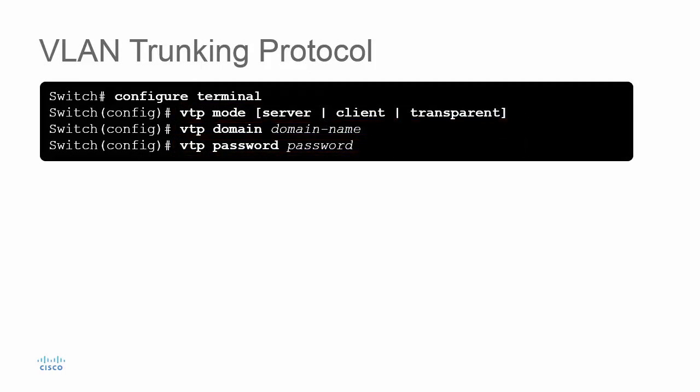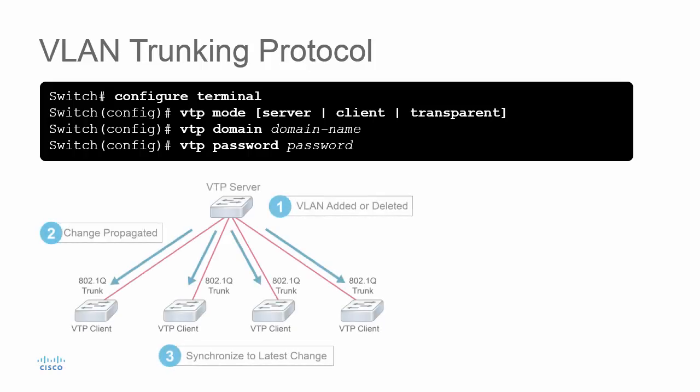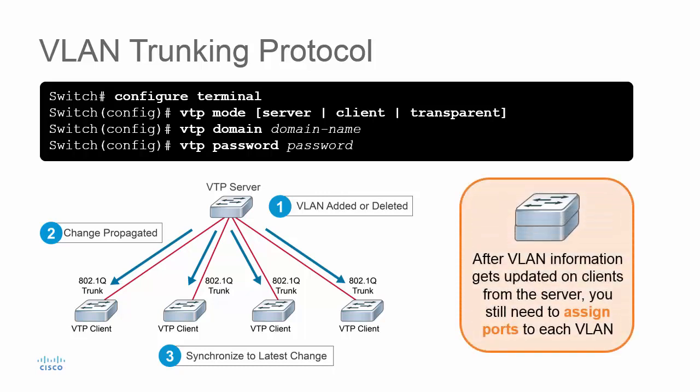Ideally, at the end of the day, you would have one VTP server switch where all the VLAN configuration changes will be performed. All other switches, the ones that are configured as VTP clients, those switches will synchronize their VLAN databases with any VLAN changes that are performed at the VTP server. Don't forget, after VLAN information gets updated on the clients from the server, you still need to assign ports to each VLAN.